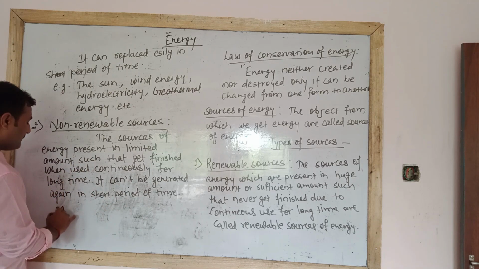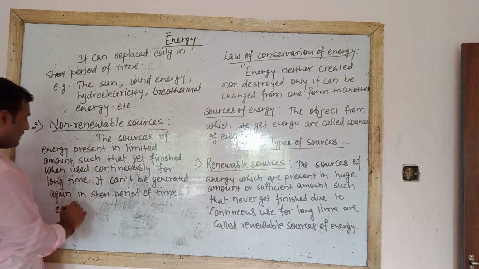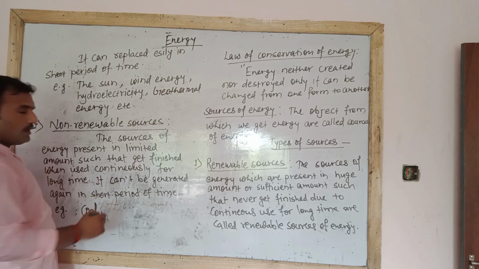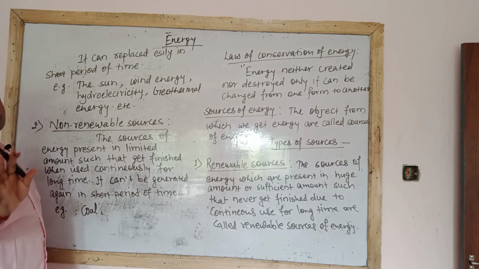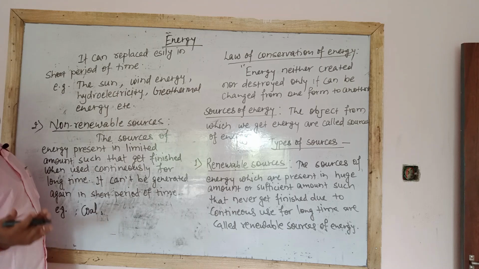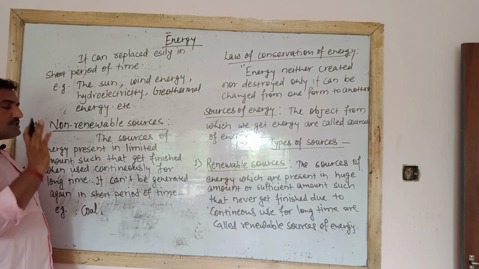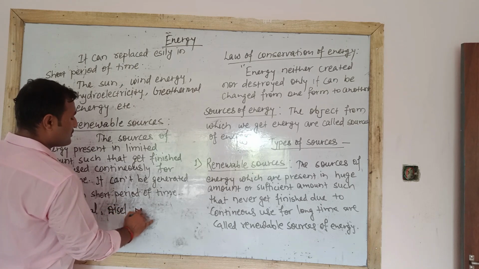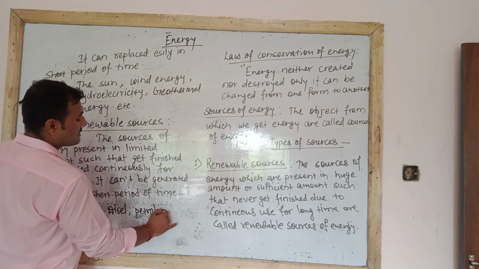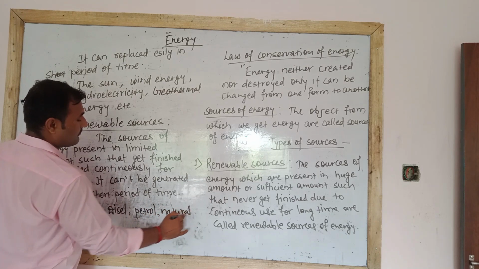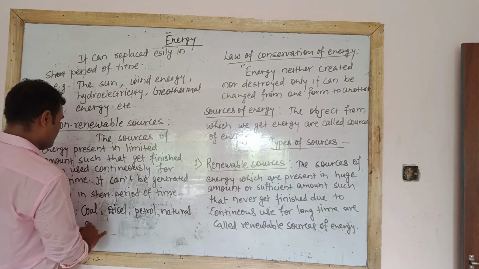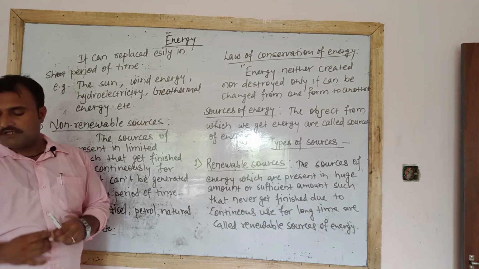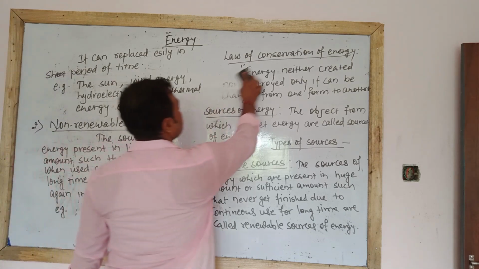And what are examples of non-renewable sources of energy on the earth's surface? Like coal. Coal on the earth's surface is present in limited amount. If it gets exhausted, it can't be replaced again in a short period of time. Diesel, petrol, natural gas, or all kinds of petroleum are examples of this type of source, non-renewable sources of energy.